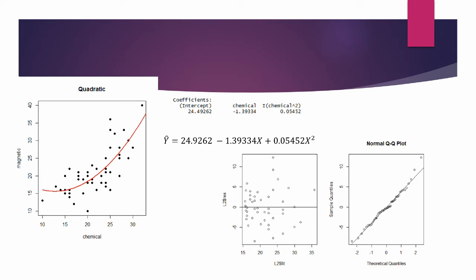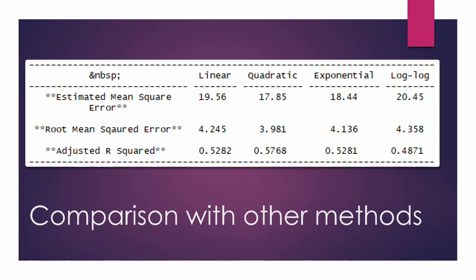Now let's compare this method of model selection with some others that are commonly used. So we've got the estimated mean squared error from our cross-validation method, the root mean squared error from the full model with all the points, and the adjusted R squared. Both mean squared errors are least for the quadratic model, and R squared is the greatest. All of this is to be expected.